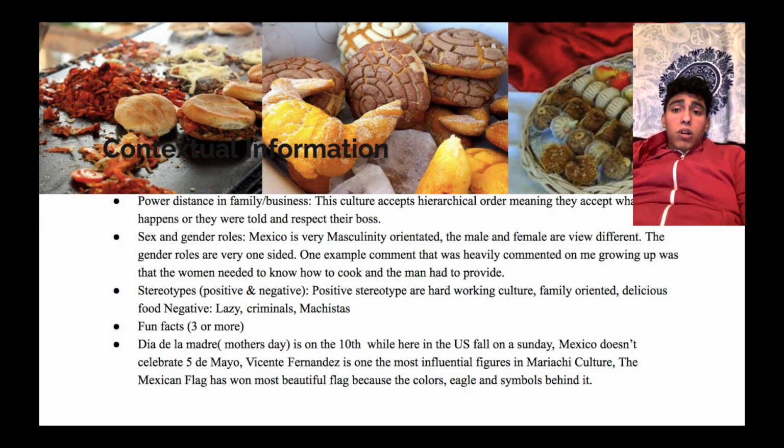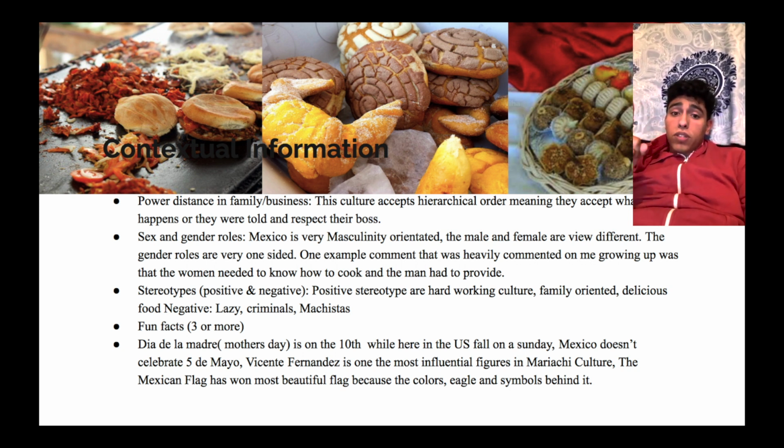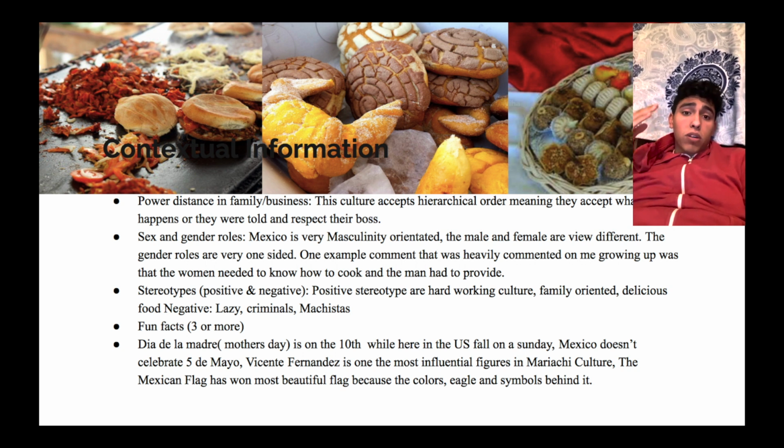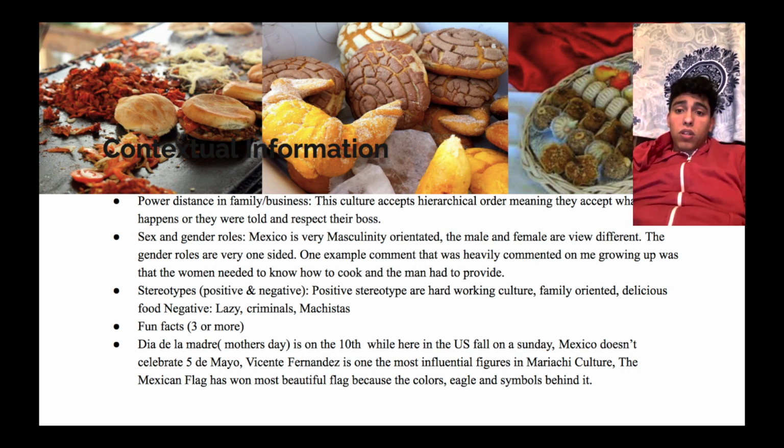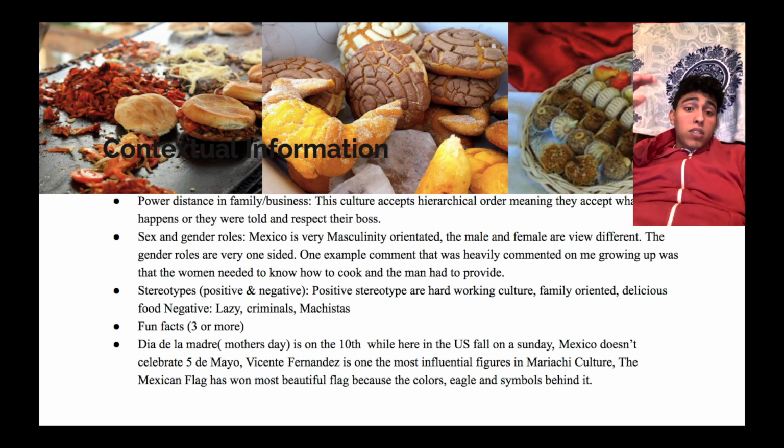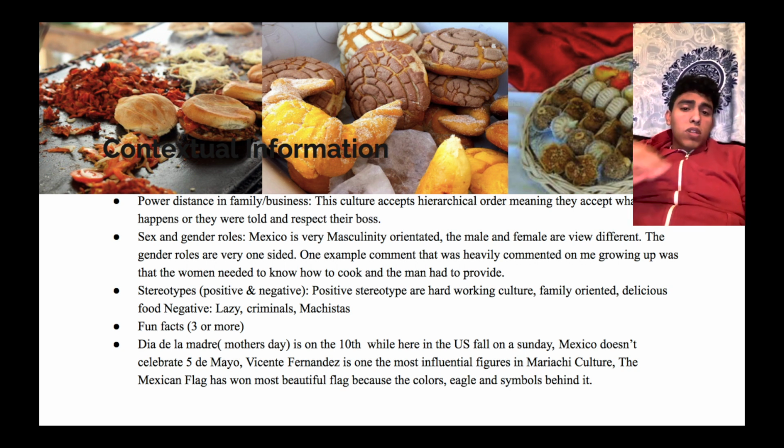Now we're going to talk about contextual information. Power distance: they will not argue back. They care about whoever's above, and they will listen to that person. Sex and gender roles: Mexico is very masculine oriented. They care more about the man being in charge and the woman tending to be at home. I personally do not agree with that, but it's believed to be right for the men to take care of the family, and women tend to not go to school for that same reason.